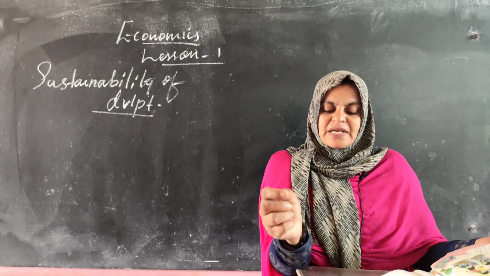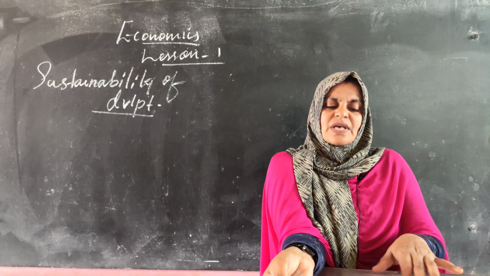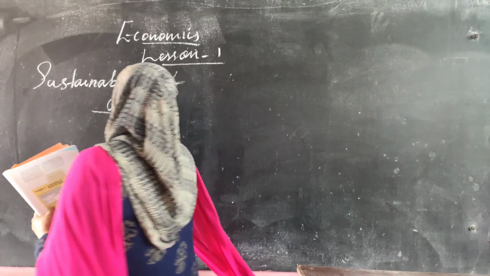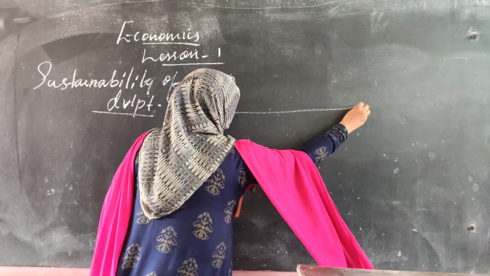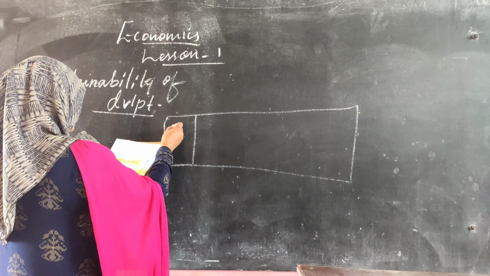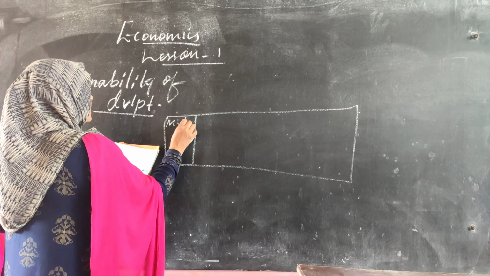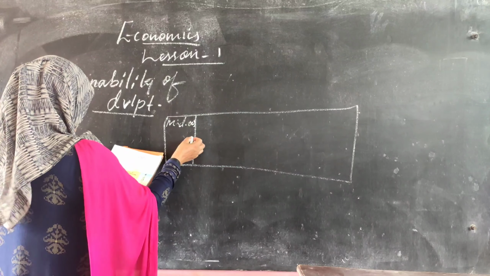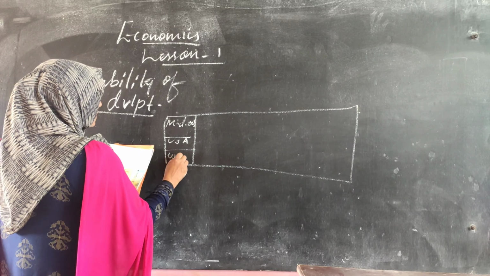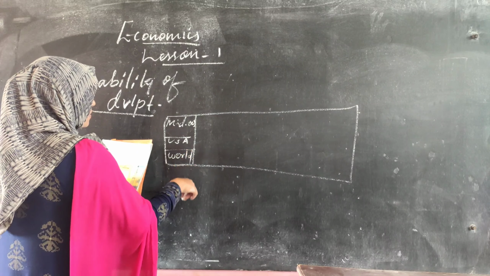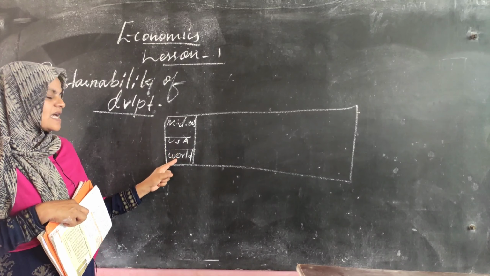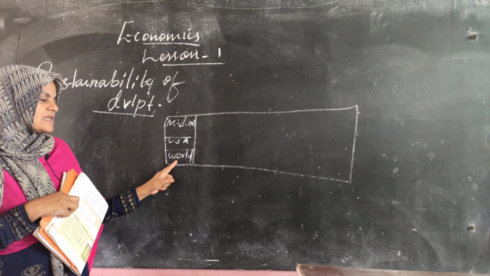Everyone listen, your page number 15. You can see that one box is there. Here we can take three groups of countries, or rather three sections of the world: first the Middle East countries, then the USA, and after that the world as a whole. We can discuss it. Okay.